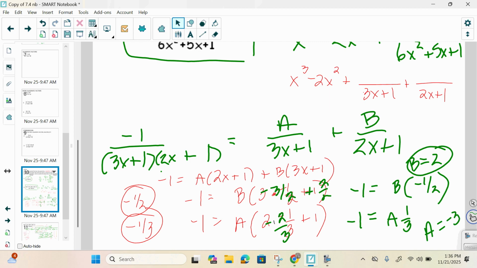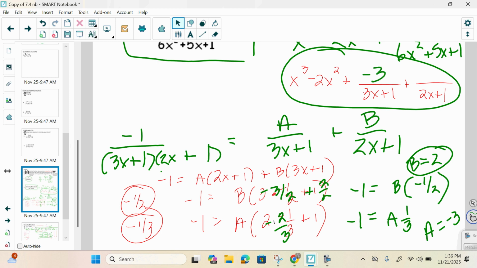So make sure you're looking at your final answer. Your final answer is the quotient, x cubed minus 2x squared plus negative 3 over 3x plus 1, and 2 over 2x plus 1. So the whole answer is quotient plus partial fraction remainder over divisor.